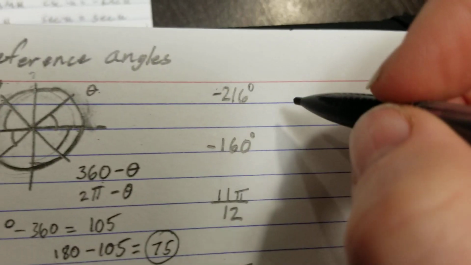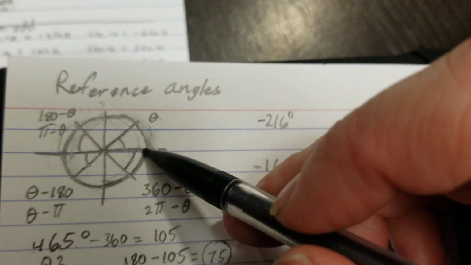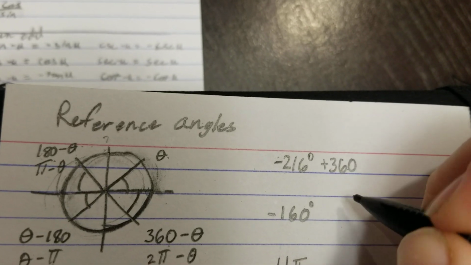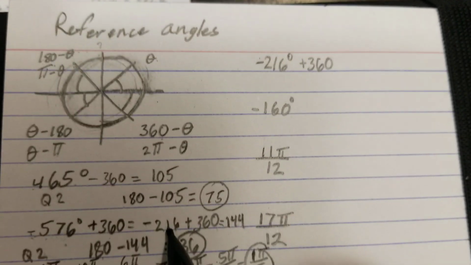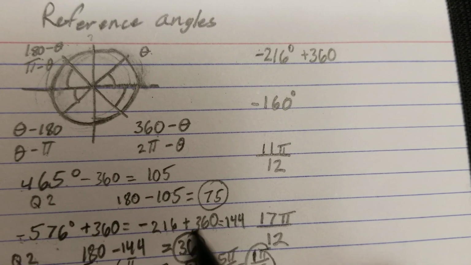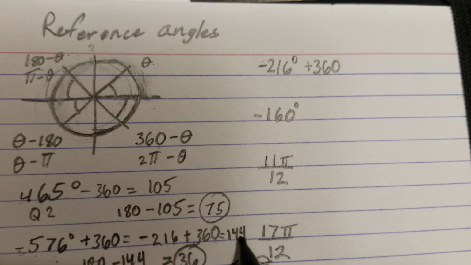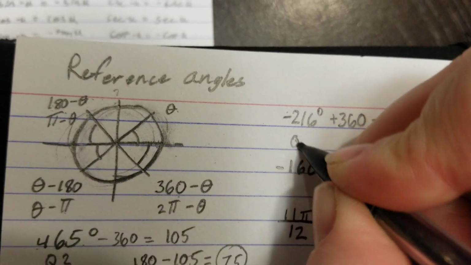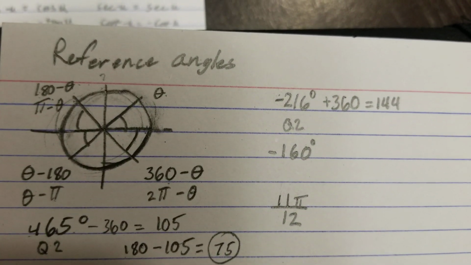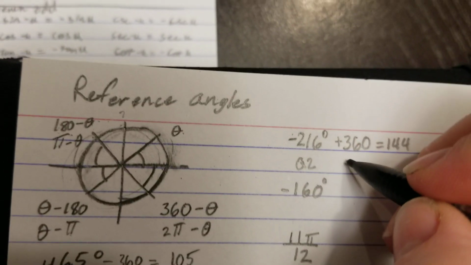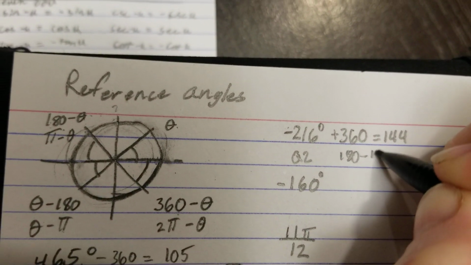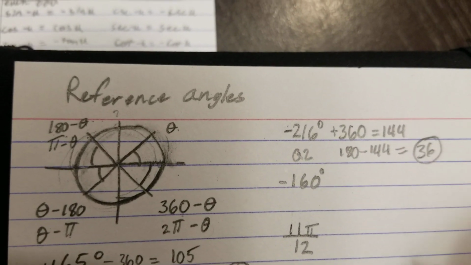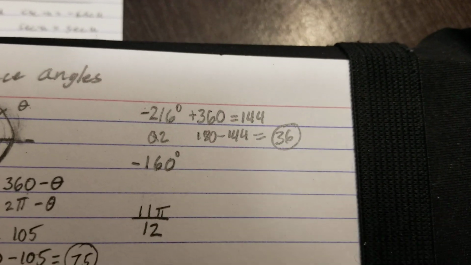All right, another negative degree. So starting here, I'm going to start by adding 360. Okay, and fortunately, I already have that here. So I know negative 216 plus 360 is 144. And I already know this is in quadrant 2 because this is nearly the same problem as here. So I'm going to go 180 minus 144, which will give me 36 as my reference angle.